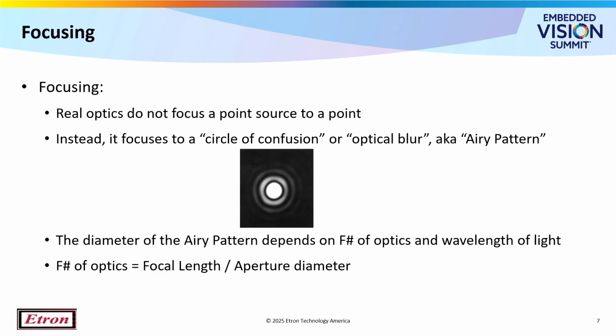The second thing, on the physical side again, is that these lenses do not focus to a point. If you have a point source, it will not focus to a point in the image. Instead, it focuses to something we call a circle of confusion, an optical blur, or an Airy pattern. And it turns out that the diameter of that Airy pattern depends on the focal ratio of the optics and the wavelength of the light. And the F-number of the optics, or focal ratio, is just equal to the focal length divided by the aperture diameter.